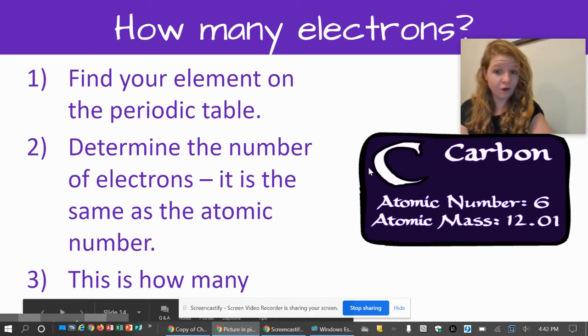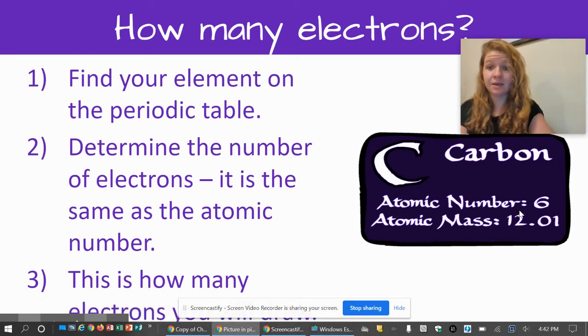So, for example, if we have carbon, carbon has an atomic number of 6. That means 6 protons. Therefore, that means we have 6 electrons.